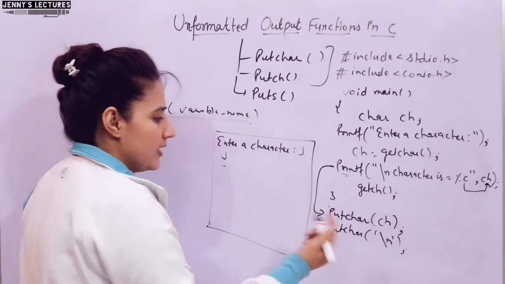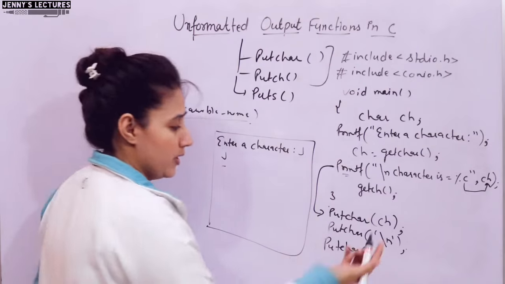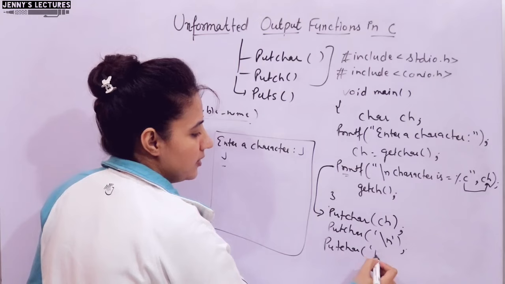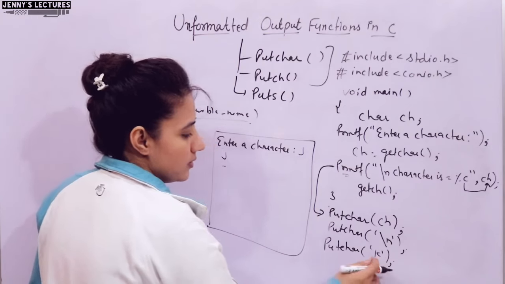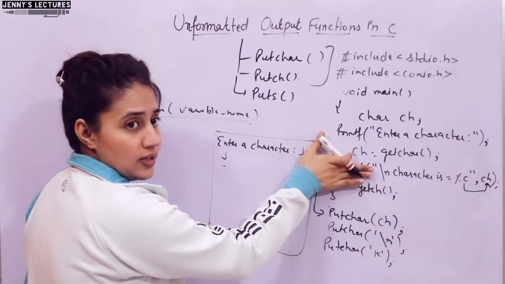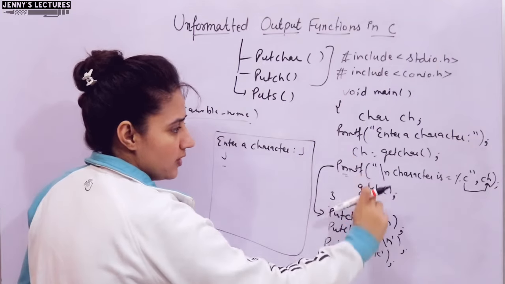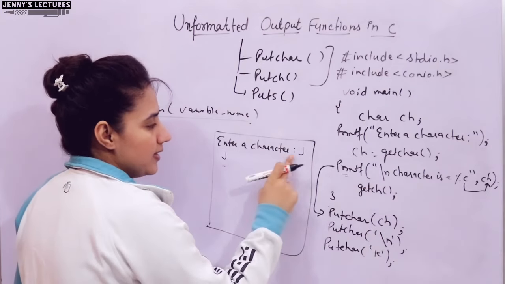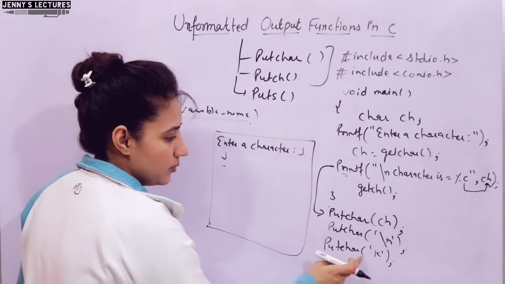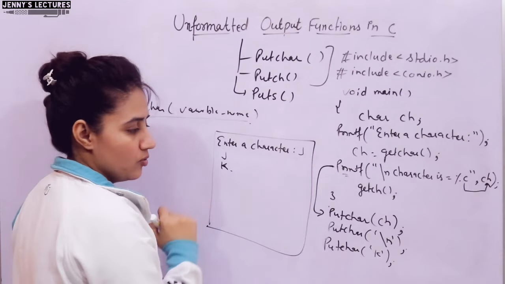Another way is to directly write putchar with any character you want to print. Suppose after backslash n, I write another putchar function and here I print k, a single character. So what output will you get this time? There is no printf in this program. In place of the printf, we have these three lines, and after that we have getch. Enter a character, suppose I enter j. After that backslash n moves the cursor to the next line, and after that putchar k. So you will get k here, and the cursor would stay here only, right?